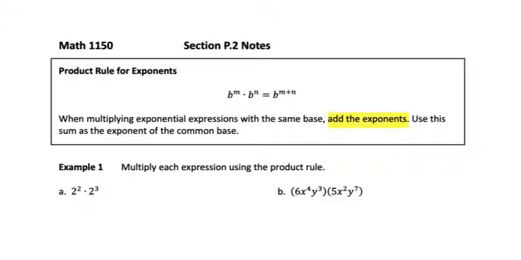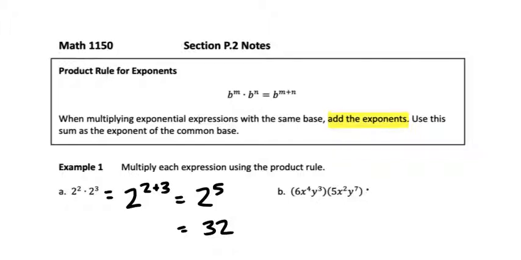So looking at example 1, it says multiply each expression using the product rule. Our first one is 2 to the second times 2 to the third. So our base doesn't change, that's still 2, and then we add the exponents, which is 2 plus 3. So our answer is 2 to the fifth. Or we can multiply that out, that would be equal to 32.